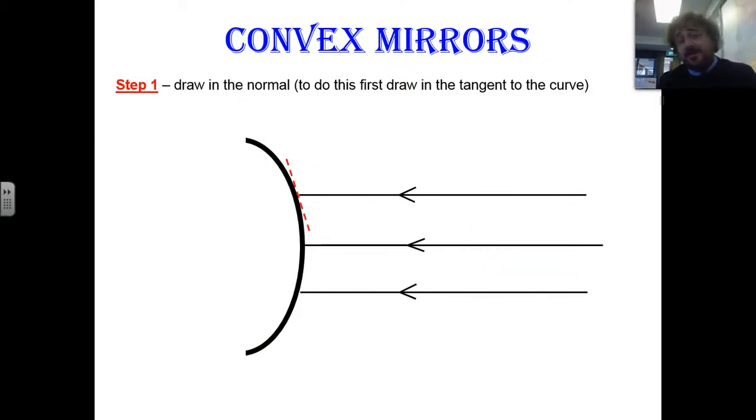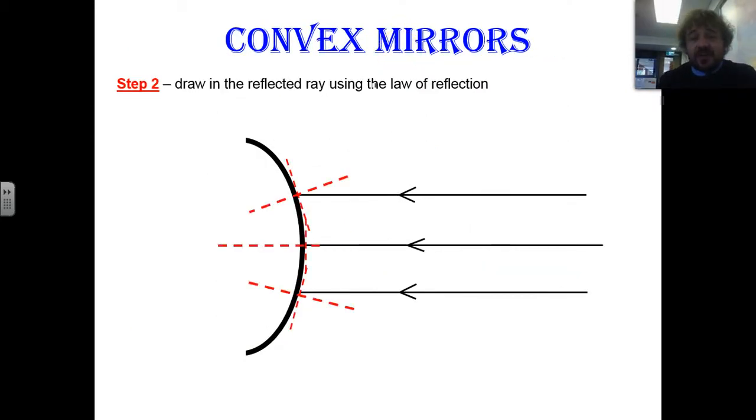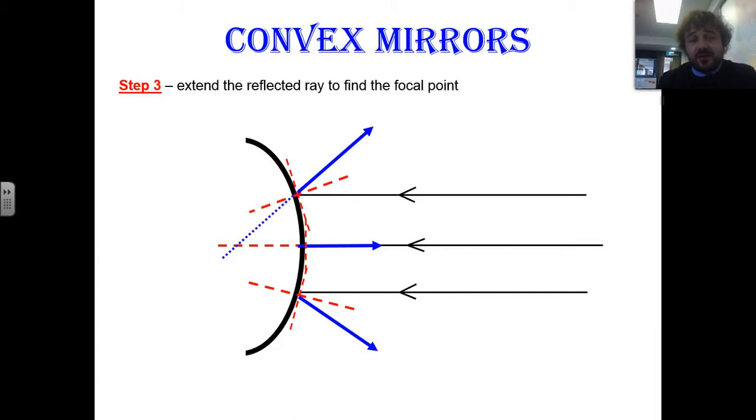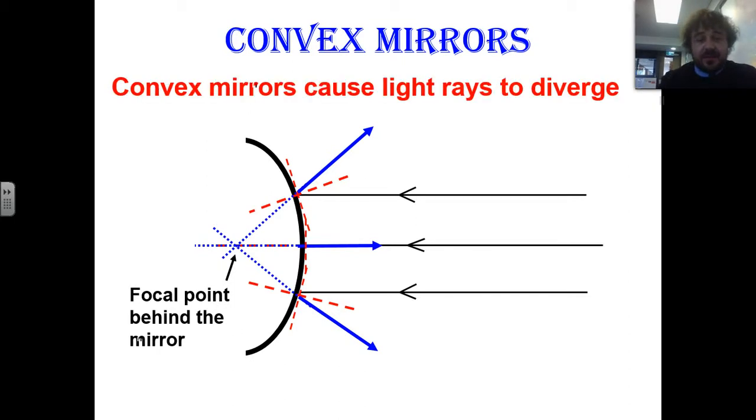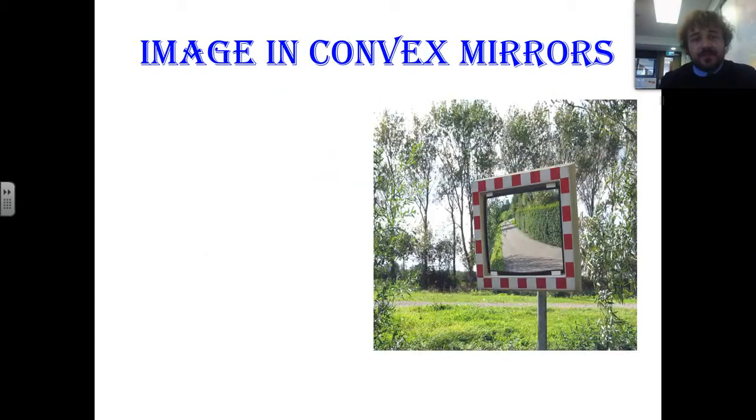Now convex mirrors, so same story, draw the tangent, see the rays bounce off, and the focus, or the focal point, is behind the mirror, and I want you to draw that as well, please. And we'll get this thing. So convex mirrors cause light rays to diverge. So concave means they come in together, convex means they're going to diverge.